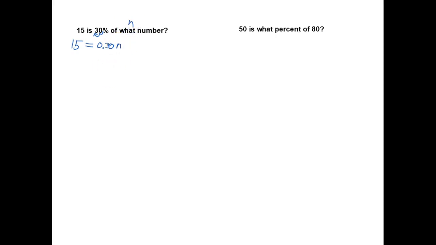Now to solve this equation, you divide each side by this coefficient, by this number that's multiplied by the variable, 0.30. So 15 divided by 0.30. Over on the right-hand side, 0.3 divided by 0.3 is just 1, and that's good. We have just one n left over. And then 15 divided by 0.3, that equals 50. So I'll write here 50 equals n. So I could say 15 is 30% of 50.